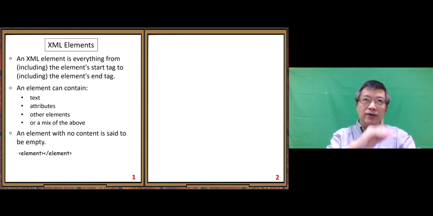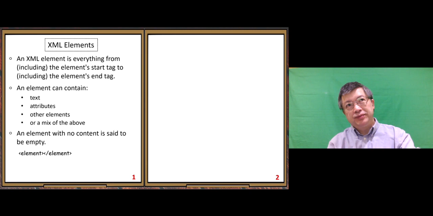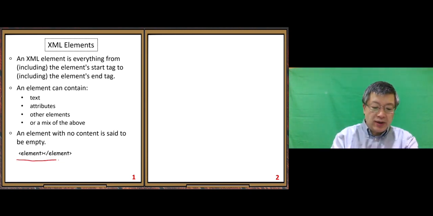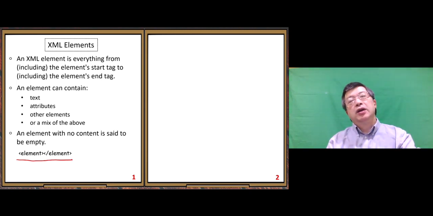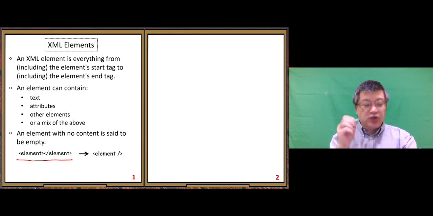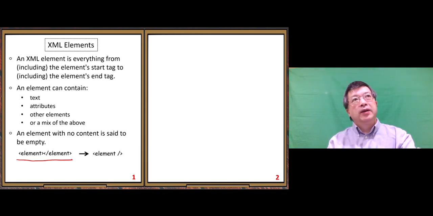For XML, an empty element, the general form is like this. But usually people like to write in this way. Because in this way, first, it is shorter. Second, the XML tools can understand this kind of element easily.